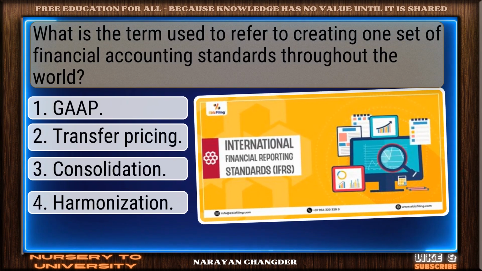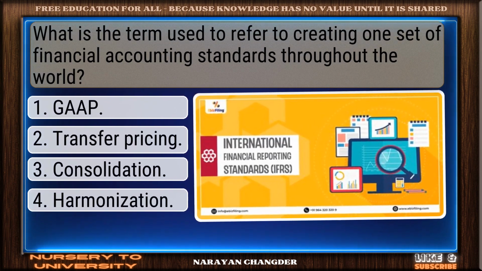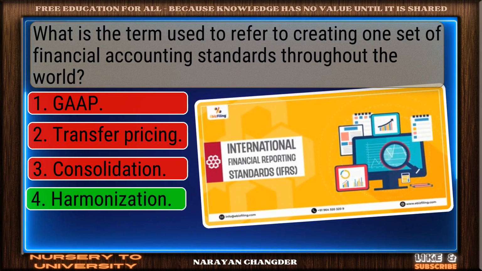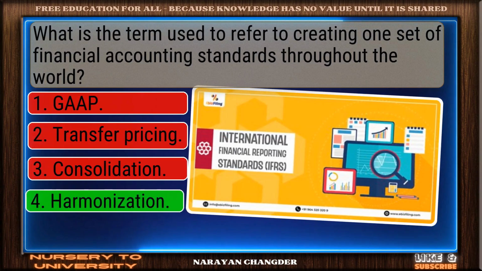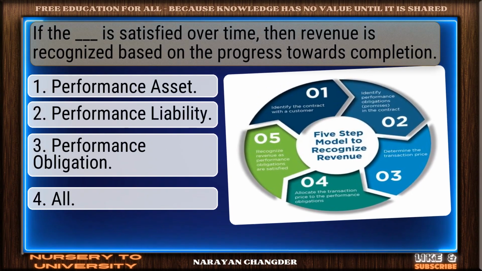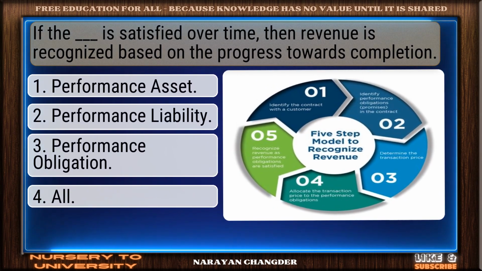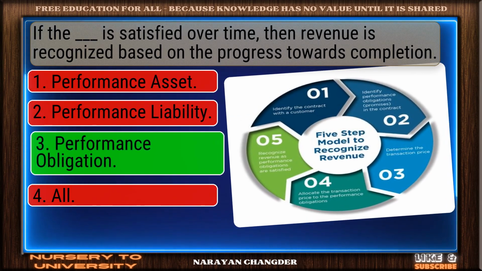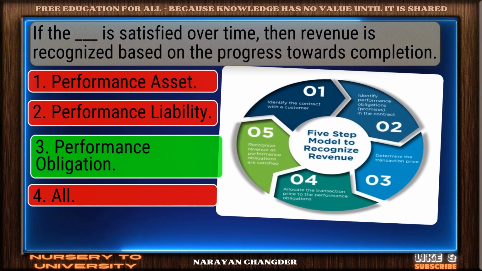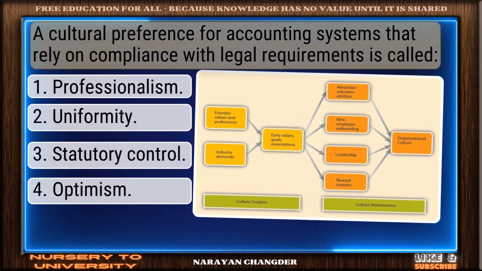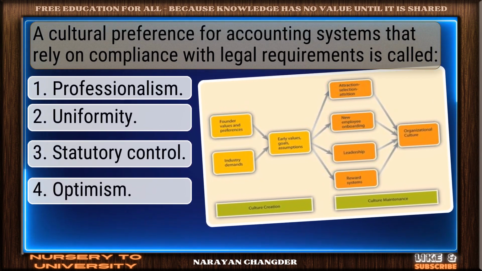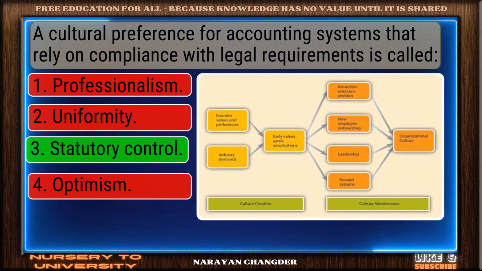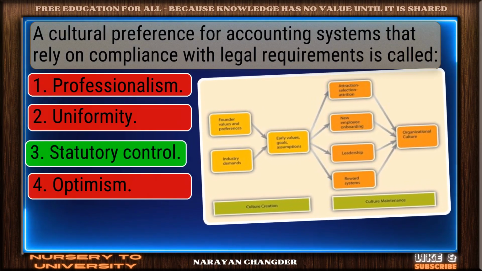What is the term used to refer to creating one set of financial accounting standards throughout the world? Excellent choice. Harmonization is the right answer. If the performance obligation is satisfied over time, then revenue is recognized based on the progress towards completion. Correct. Performance obligation is the right answer. A cultural preference for accounting systems that rely on compliance with legal requirements is called. Good job. Your answer, statutory control, works well here.